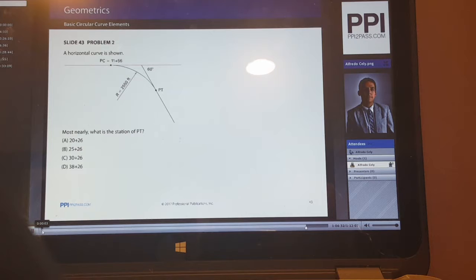Is it 20 plus 26? Is it 25 plus 26? Is it 30 plus 26? Or is it 38 plus 26? Now, if you would like to solve this problem on your own, using the concepts that we have reviewed so far, I will encourage you to go ahead and pause the video at this moment before we discuss the solution.